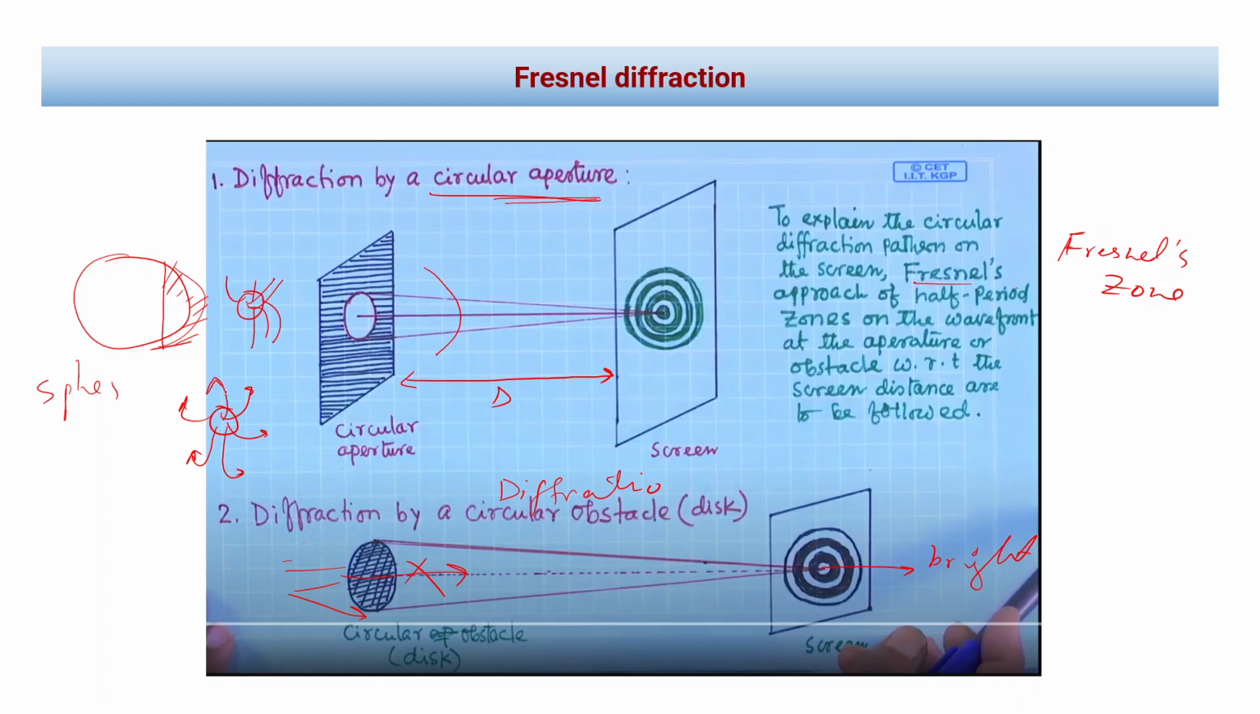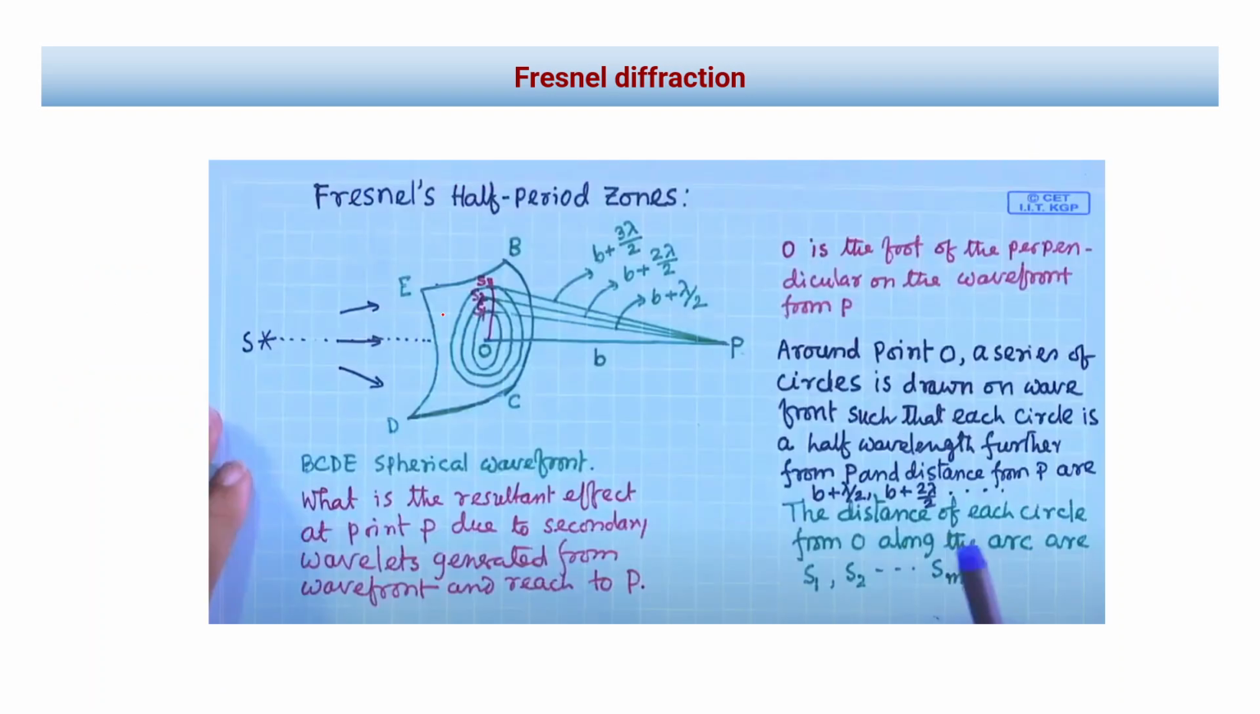Light is bending in all possible directions. That means instead of getting a linear wavefront, we are getting a circular wavefront. That's what I'm trying to explain. So we'll be getting a circular arc wavefront.